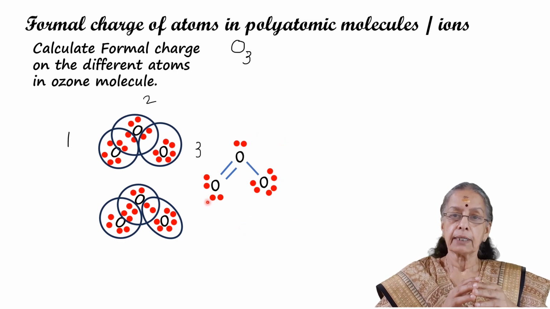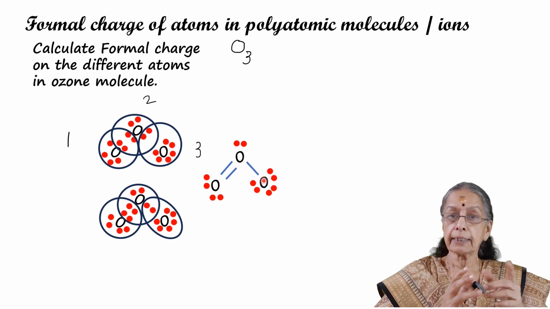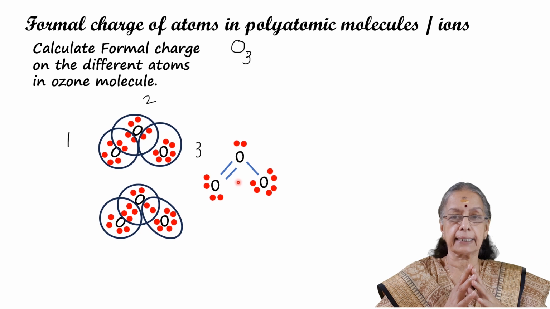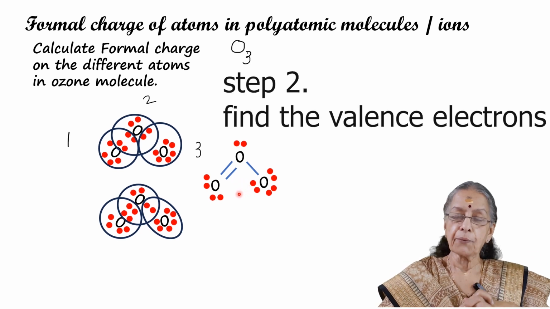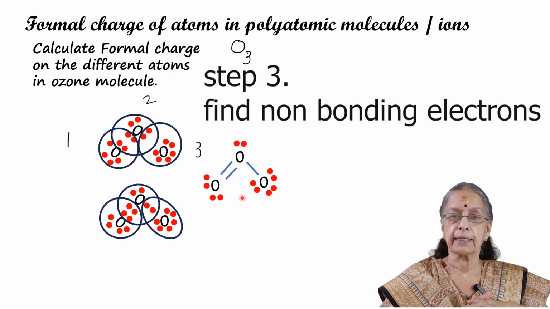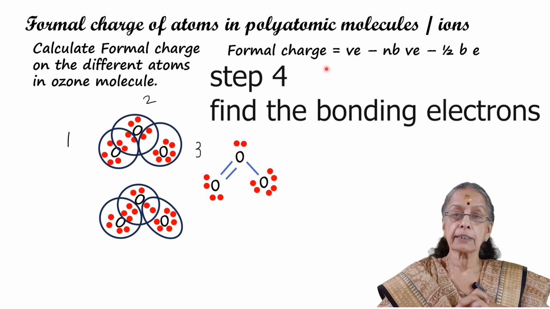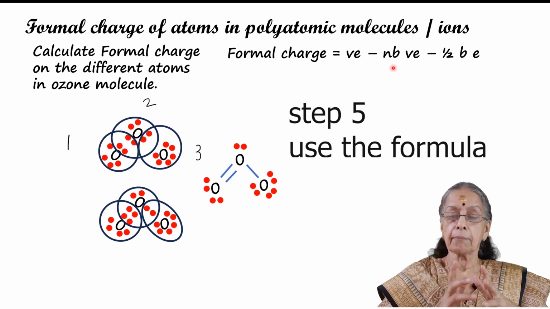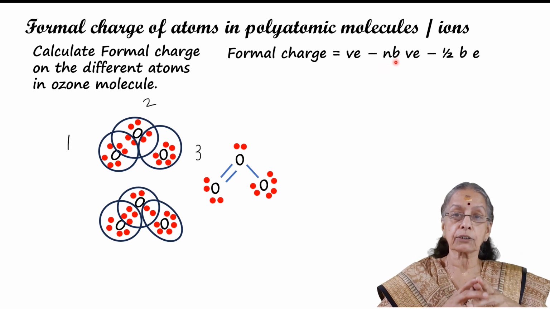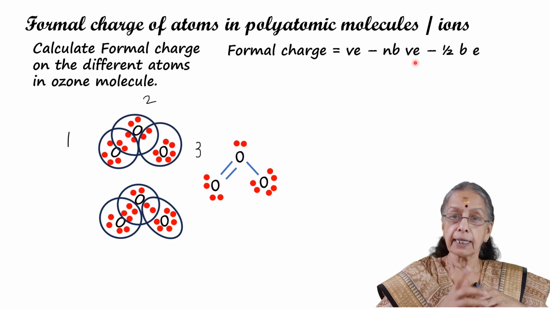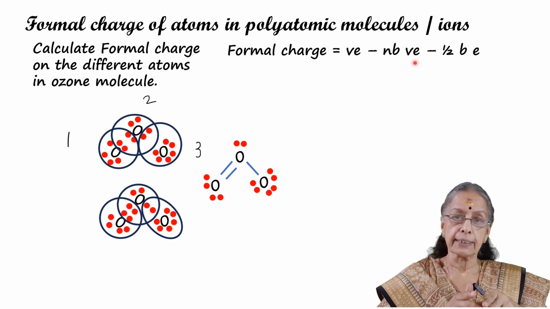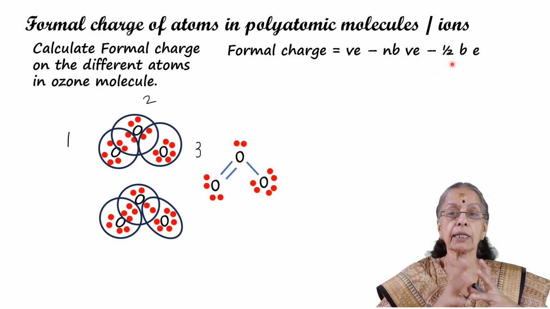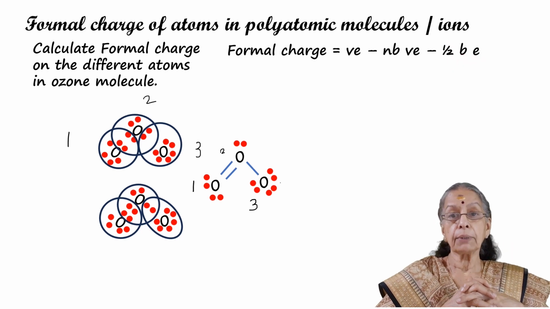When the bonds are formed and when electrons are shared, atom number 2 and 3 as per this diagram acquire charge. Now, we will proceed to calculate the formal charge on these atoms of oxygen in ozone molecule. There is a small formula for calculating it. Formal charge on the atom is equal to valence electrons VE minus non-bonding valence electrons NBVE, that is number of electrons shown as lone pairs minus half the number of bonding electrons BE.